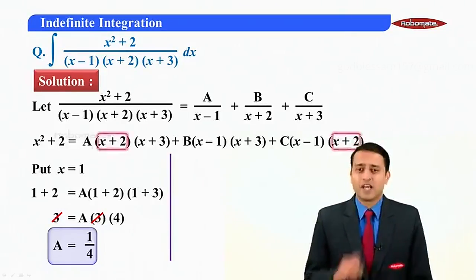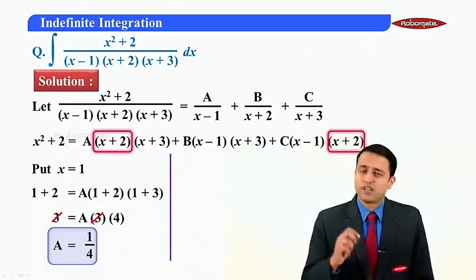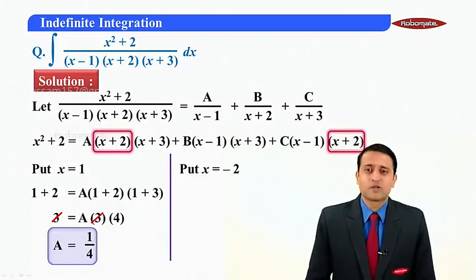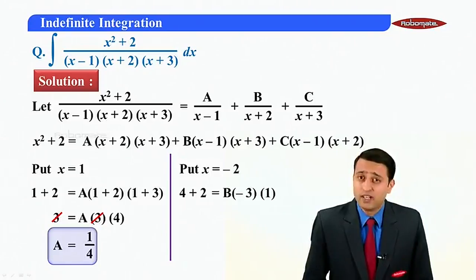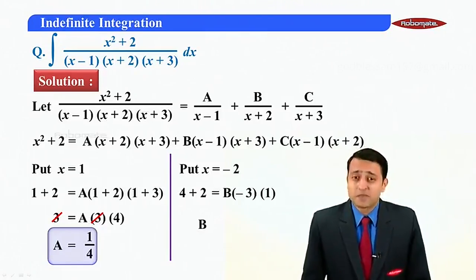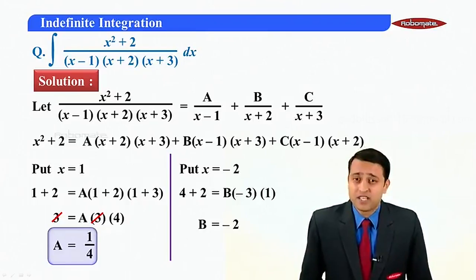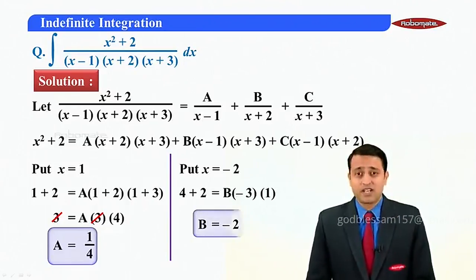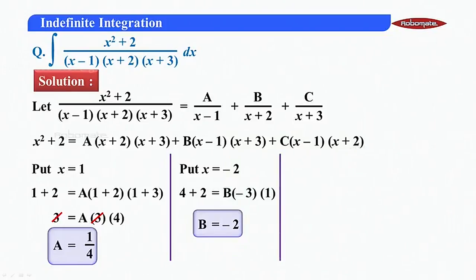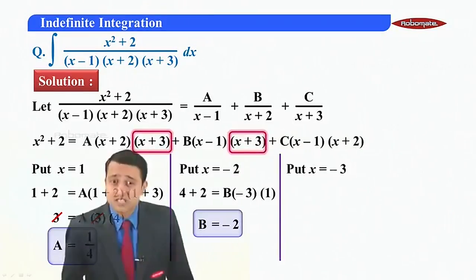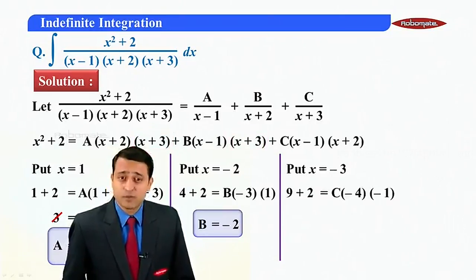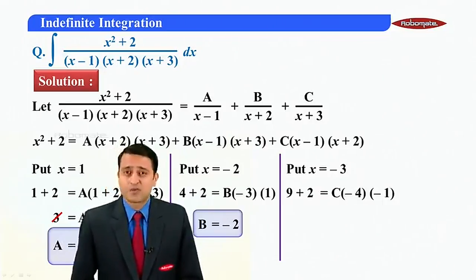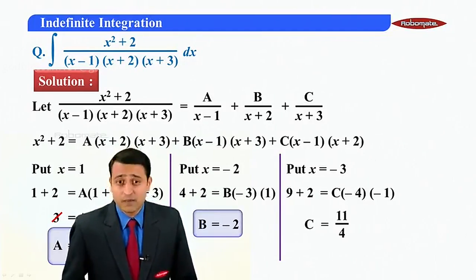Let's verify that. Now if you see, a and c should be 0. They have x + 2 in common. So I'll put x is equal to −2. Let's substitute that. So we get 4 + 2 is equal to b into (−3)(1). Correct? So can I say b is −2? Because that's 6 upon −3, that's −2. Now let us take the value of c. To find c, I will put x is equal to −3. We get 9 + 2 is equal to c into (−4)(−1). So can I say c is nothing but 11 by 4.